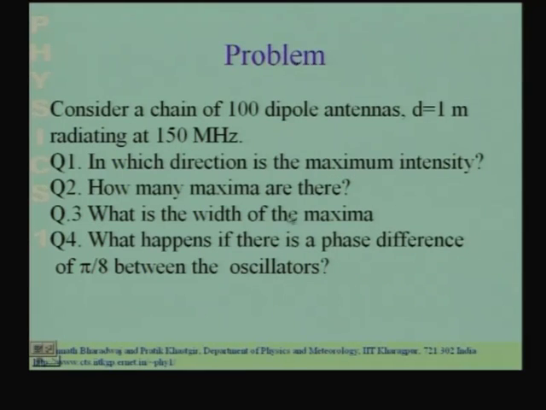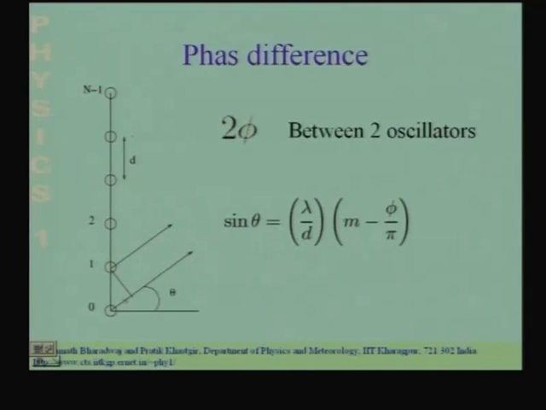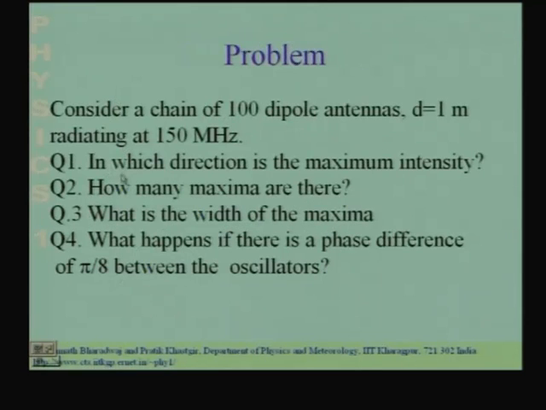Then, what is the width of the maxima? And finally, what happens if there is a phase difference of pi by 8 between the oscillators. So, suppose I give a phase difference of pi by 8 between any two oscillators. So, pi by 8 between this and this, pi by 8 between this and this. So, there is a phase difference of pi by 8 between each of these oscillators. So, what happens to all of these questions if I introduce an extra phase of pi by 8 between any two oscillators?